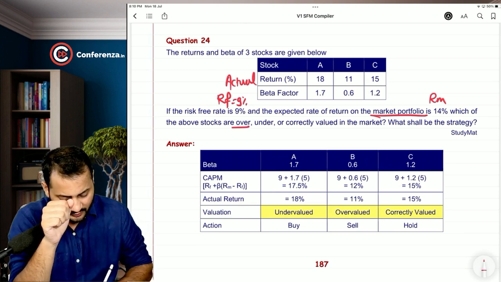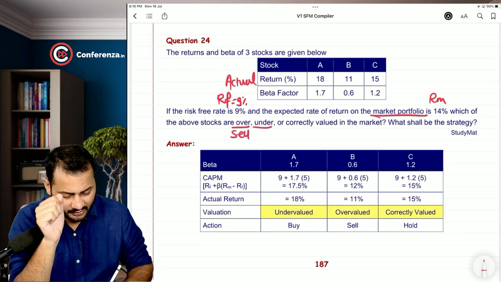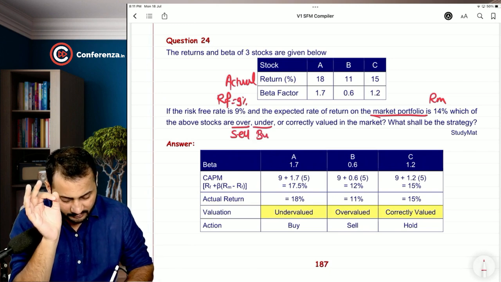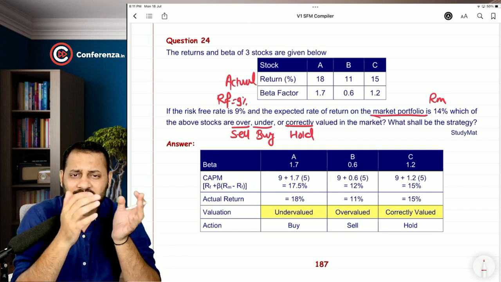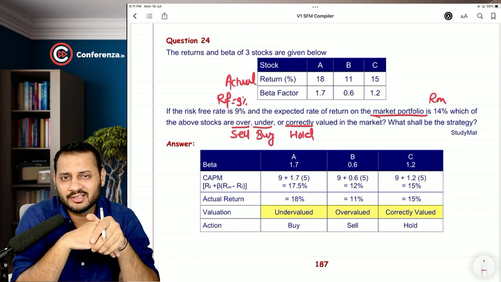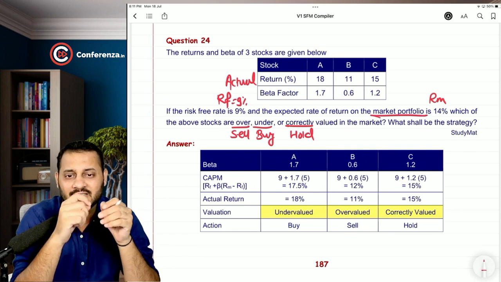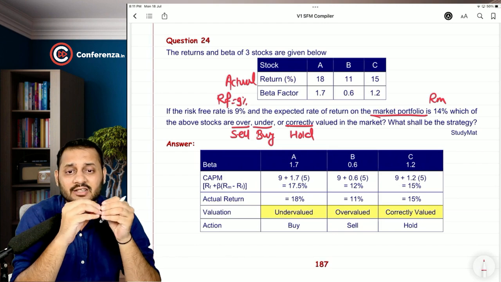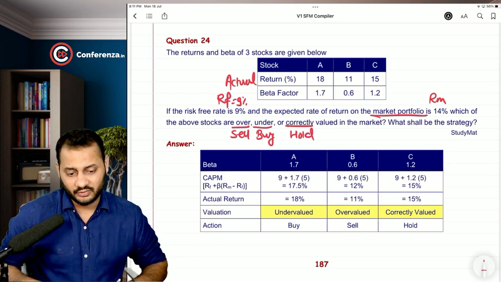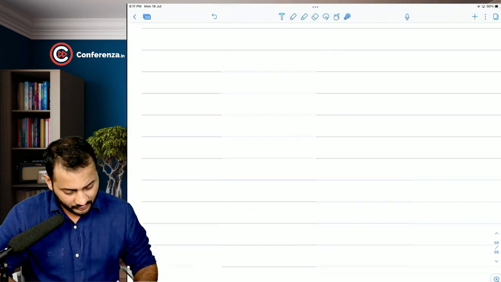If it is overvalued, the strategy will be sell. If it is undervalued, the strategy will be buy. And if it is correctly valued, the strategy will be hold the share. So the strategy is not that important. Finding out the answer for the strategy is not that difficult. The question is how to find out with the percentages that the stock is over, under or correctly valued. Now, I will tell you how to do that.